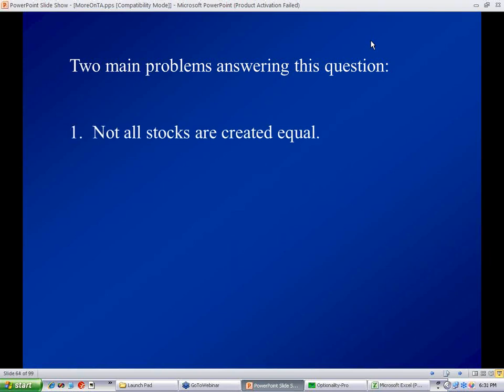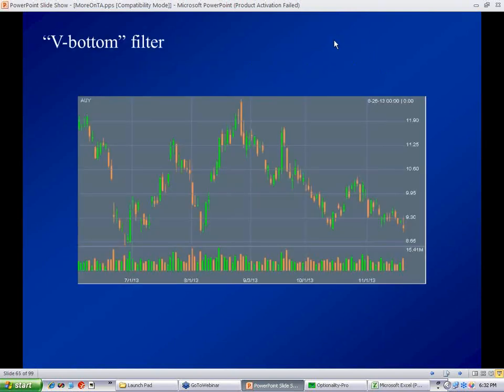The first problem is that not all stocks are created equal. This is huge. I made this discovery years ago, and ever since I've been scratching and clawing trying to solve this problem. What do I mean by this? Here's the problem. Let's take a filter called V-bottom. There actually is a V-bottom filter.